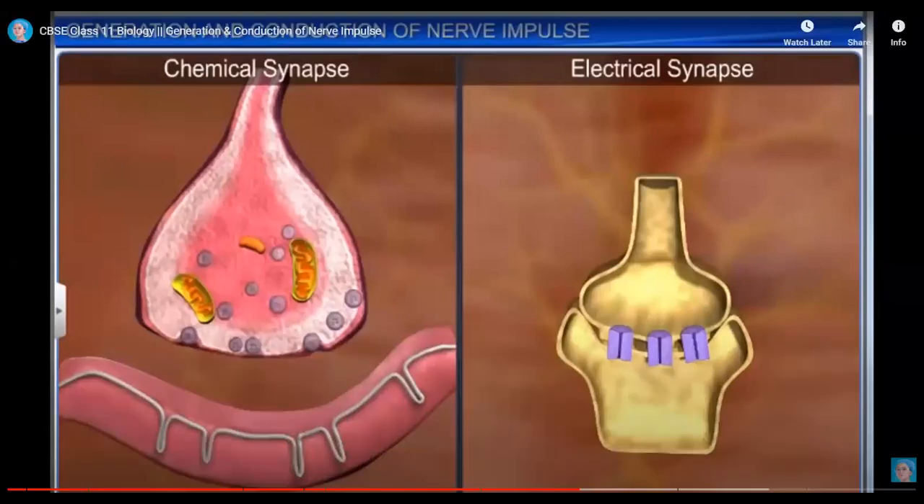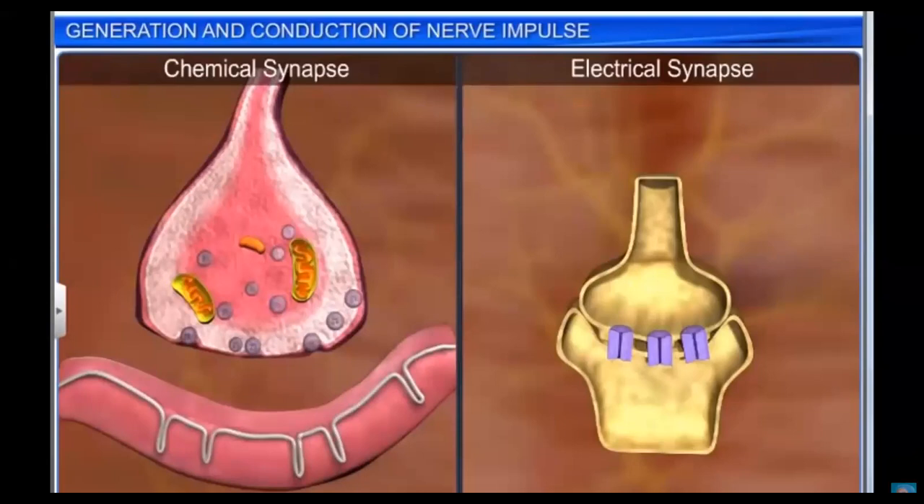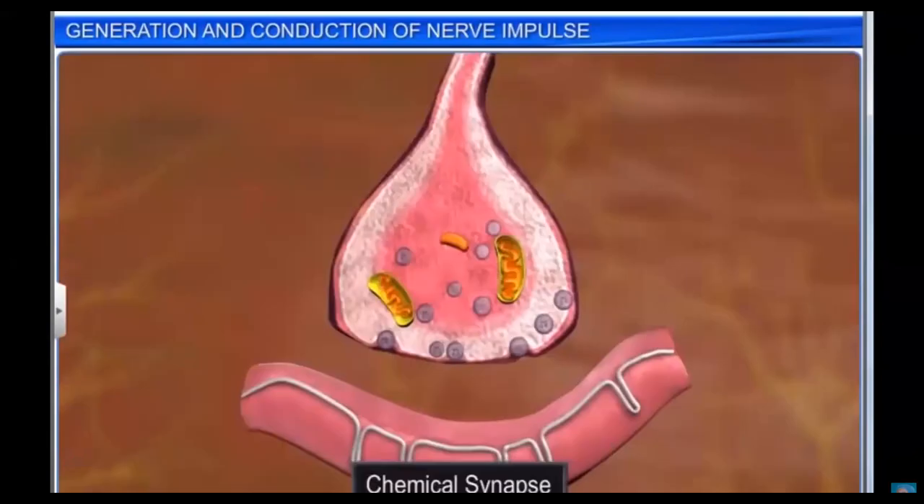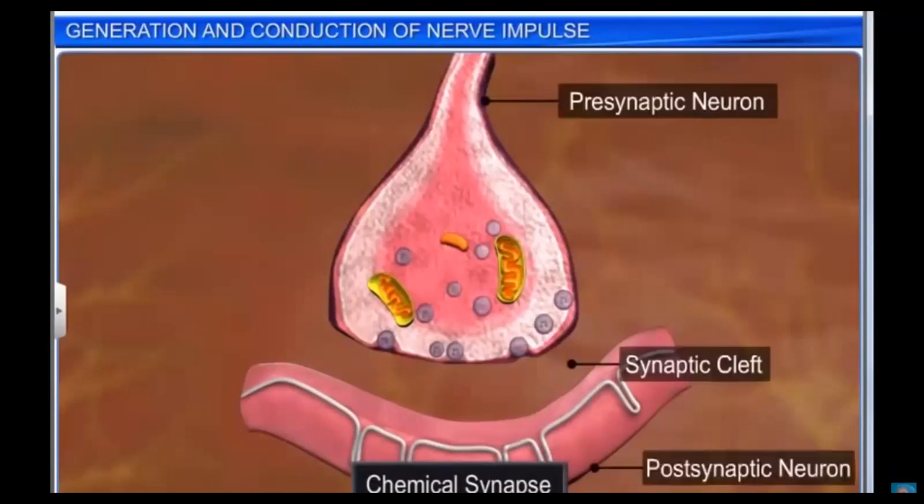There are two types of synapses on the basis of the nature of transfer of information. These are chemical synapses and electrical synapses. Chemical synapses are common in the human system and consist of a presynaptic neuron, synaptic cleft, and a postsynaptic neuron.